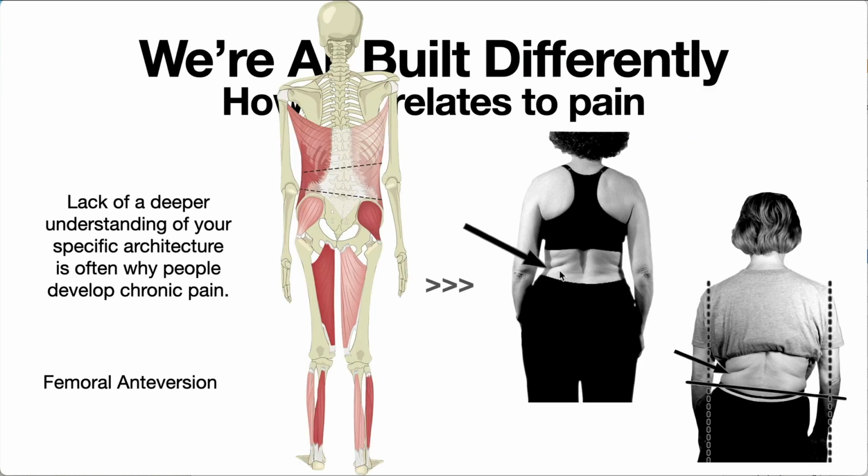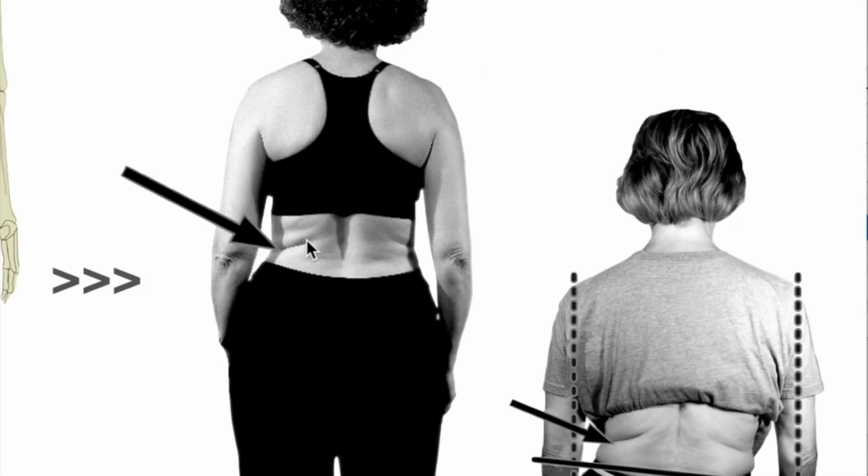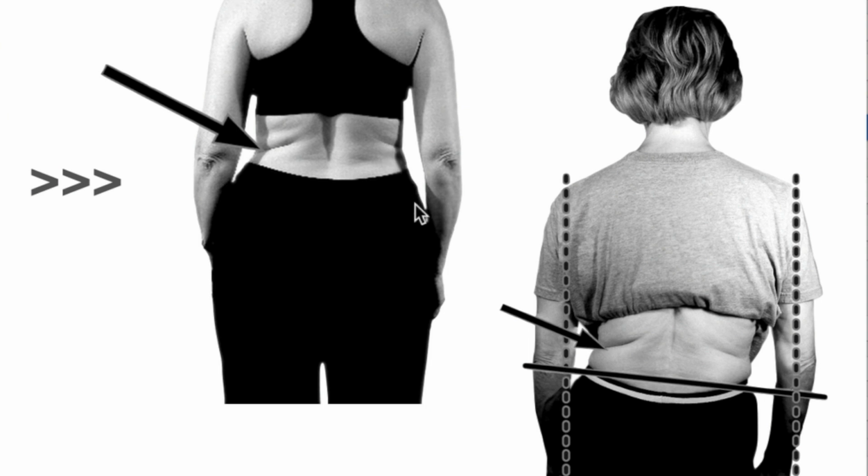Here's what it looks like in real people. If you take your shirt off and have someone take a picture of your back, you'll see that maybe there's a bigger crease on one side than the other. And if you look really closely, you might notice that one hip is higher than the other. This is exactly what I'm describing here.